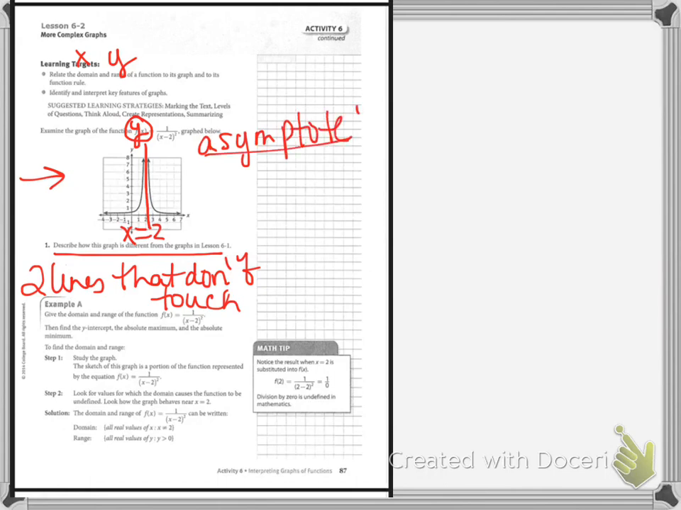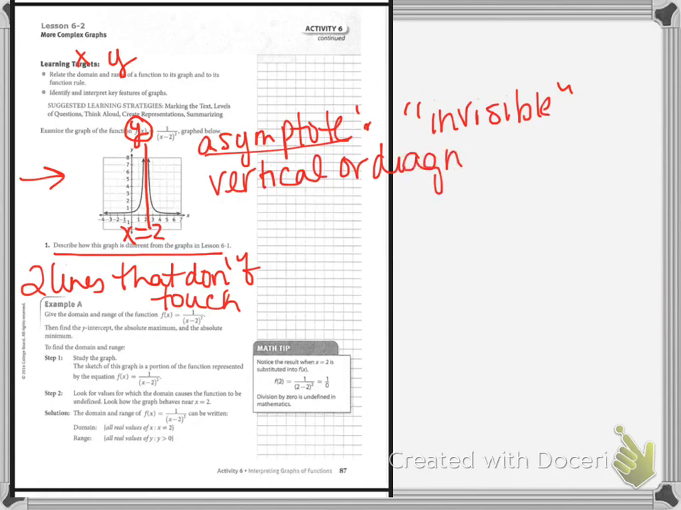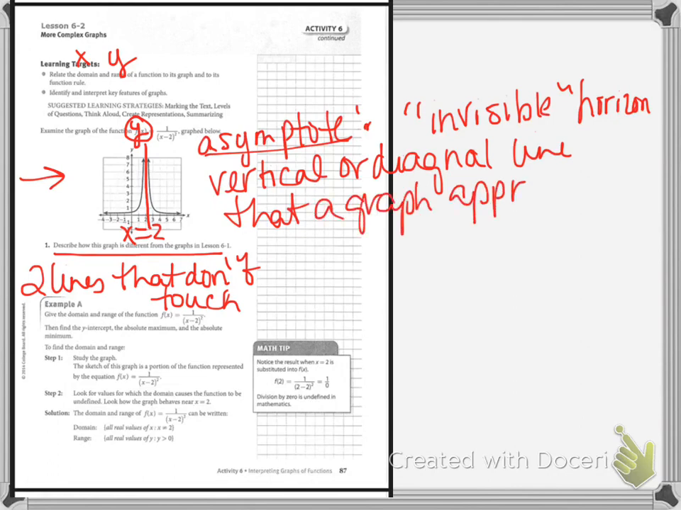A-S-Y-M-P-T-O-T-E. And an asymptote is an almost invisible line, for lack of a better word. It can be vertical, it can be horizontal, it can even be a diagonal line. We can also say horizontal. I didn't write that up here. That a graph approaches means it gets really, really close to it, but it's not actually going to reach it. So this graph will never be equal to 2 on a table if we made that.